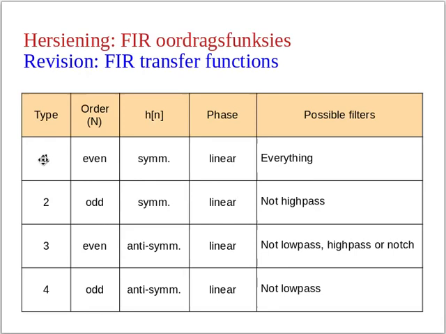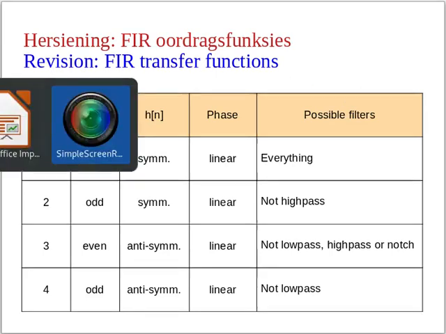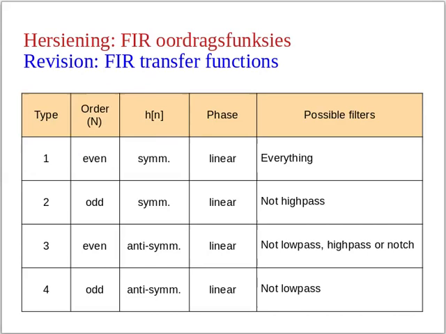If you're aiming for a type 1 filter, then the order has to be even. Obviously, then the impulse response will be symmetric, and you can implement any type of filter. If you really want to have an odd order filter, then remember that the type 2 filter can't implement a high pass filter as well as the rest of the things depicted in the table. In the next video, we'll take a look at the design of a filter by means of the window technique.